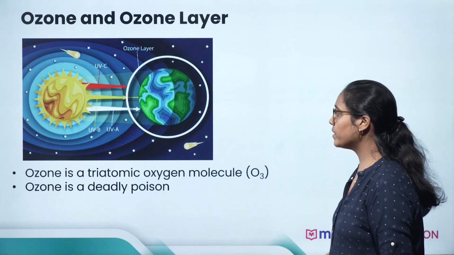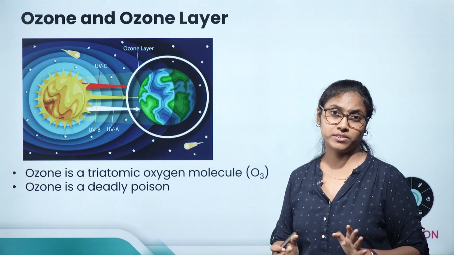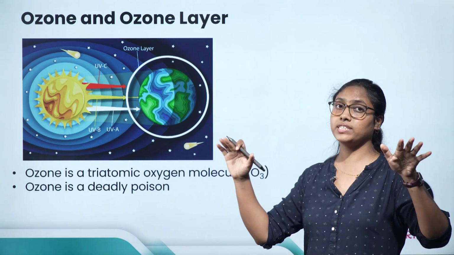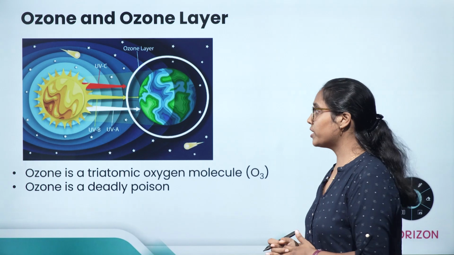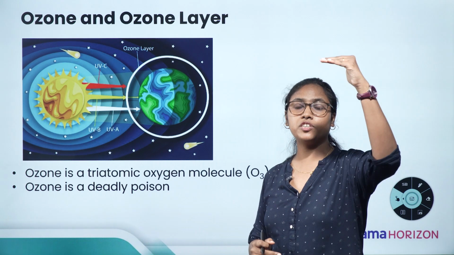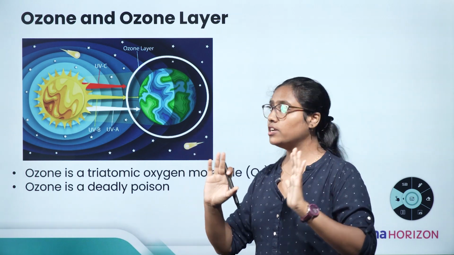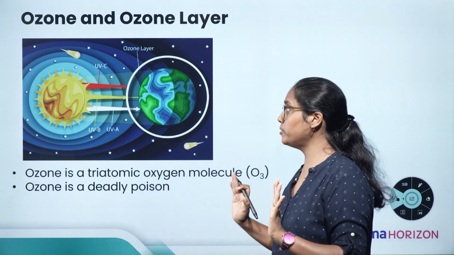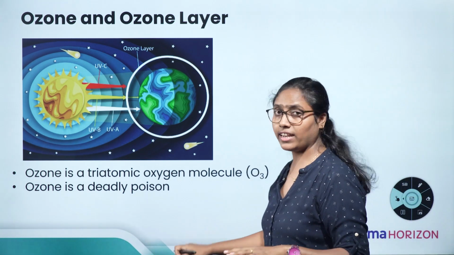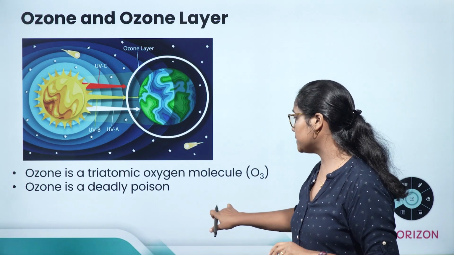Now you can see ozone is not like oxygen. You cannot breathe it because it is deadly poisonous, and thankfully it is not present in our immediate atmosphere. We know that the atmosphere has different layers: troposphere, stratosphere, mesosphere and so on. Where we live, our immediate atmosphere, is the troposphere. Ozone is not present in our troposphere; it is present in the second layer, the stratosphere. So we are very lucky in that case. Ozone is deadly poisonous.